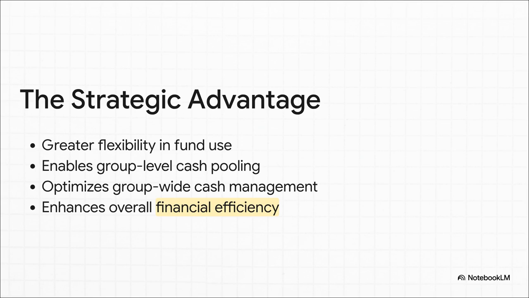So what does that mean in practice? Well, it means you get way more flexibility in how you can use the money. It means you can start integrating your Indian subsidiary into group-level strategies like cash pooling and cash management. The ultimate goal here is to optimize your group's cash flow on a global scale and just dramatically boost your overall financial efficiency. It takes a simple loan and elevates it into a really sophisticated treasury function.